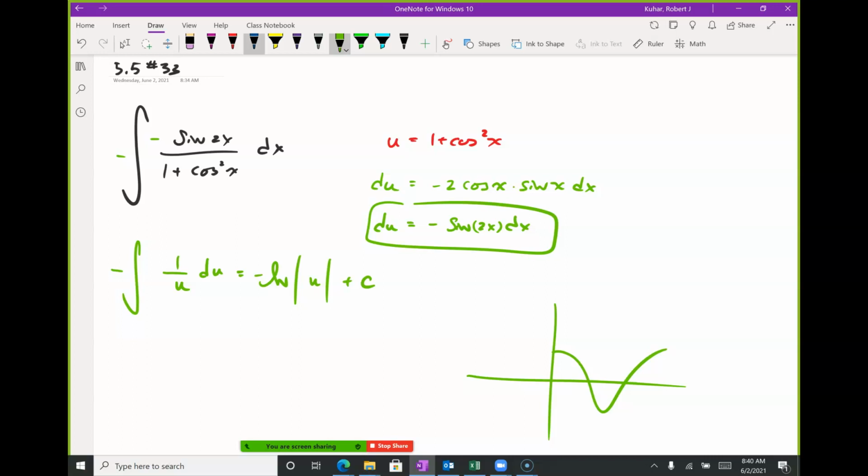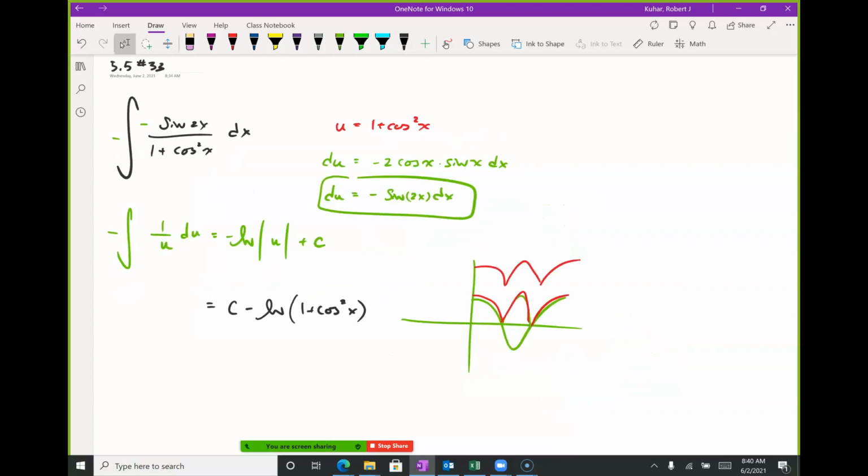So here's cosine, here's cosine squared. Cosine squared plus 1 is here, so always positive. So I got c minus the ln of 1 plus cos squared of x. I could do something else, I could say it's the ln of 1 over 1 plus cos squared x plus c. That doesn't save me pen strokes.